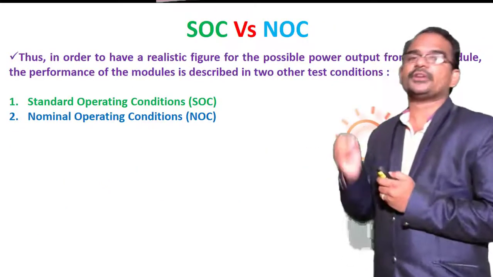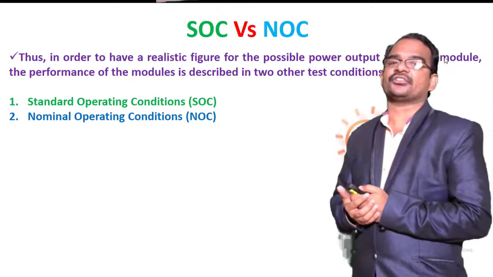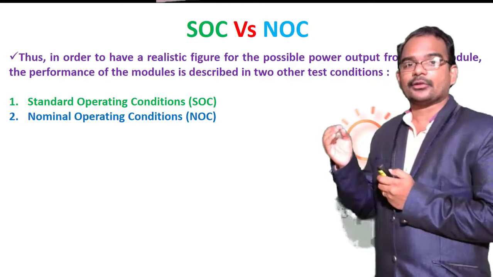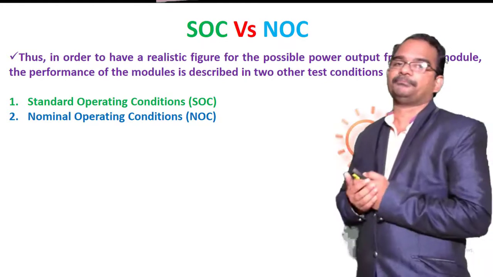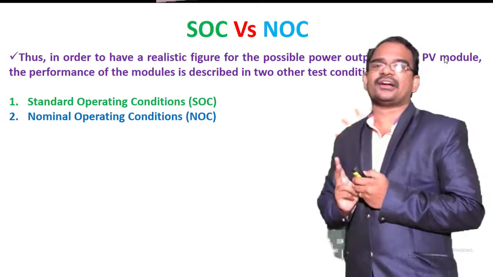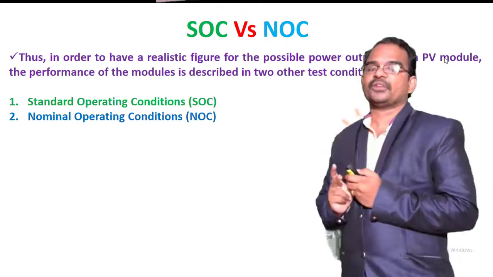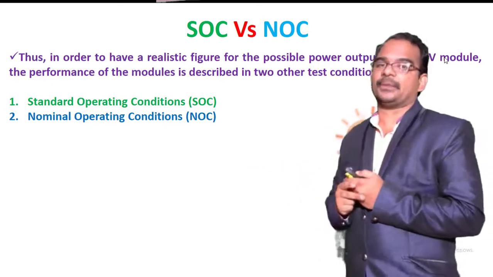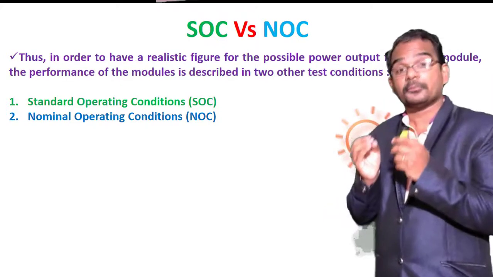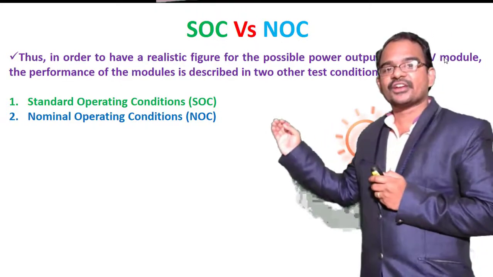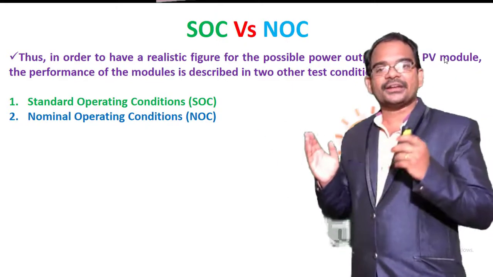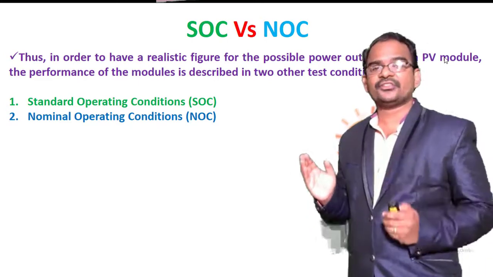So there are two important operating conditions apart from standard test conditions. And what are those? Standard operating conditions SOC and normal operating conditions NOC. Apart from STC, the researchers have proposed two different conditions called SOC and NOC for the solar panels operating in the real environment. So in order to have a realistic figure for the possible power output from a PV module, the performance of the module is described in two other test conditions. And what are those? Standard operating conditions SOC and normal operating conditions NOC.